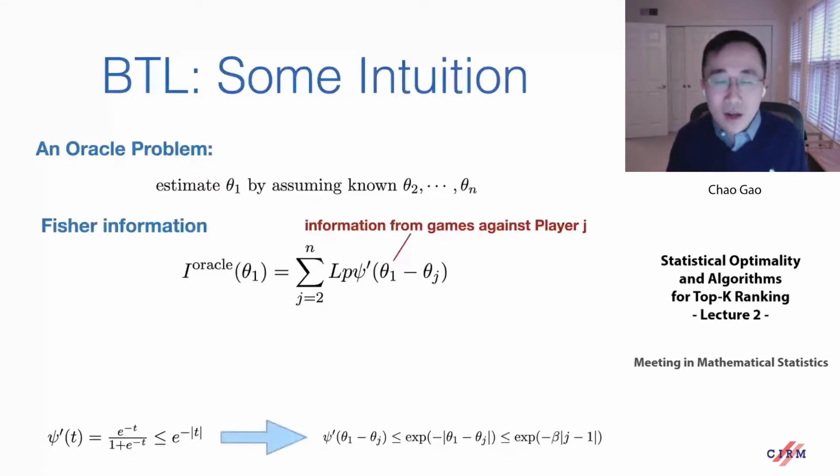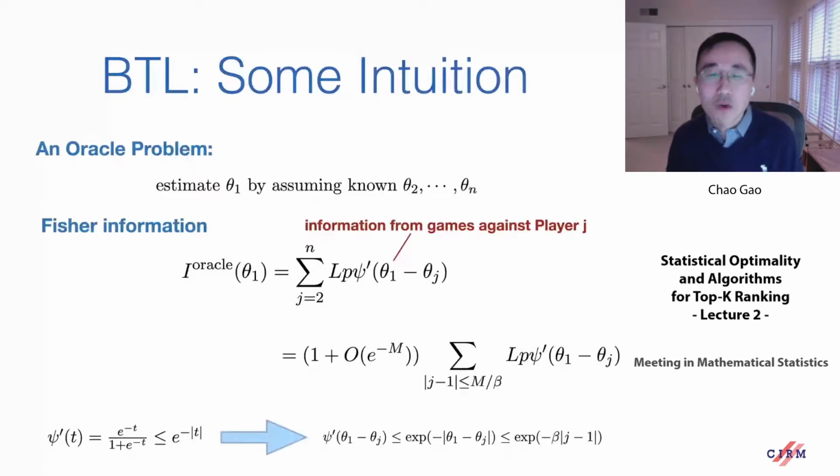So this means the players that eventually matter are only the players with close ranks, right? So you only need to care about the players whose ability or skills are close to you. If an opponent or a player is too weak or too strong, the contribution of the Fisher information will be exponentially small. You can just ignore the games played against these players, because there is not much information in these games. And indeed, we can actually truncate the summation.